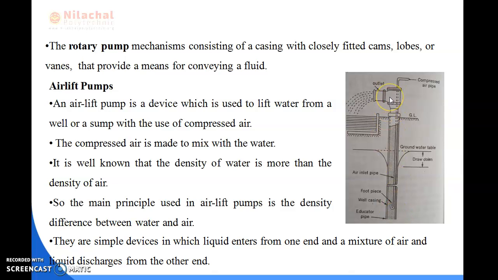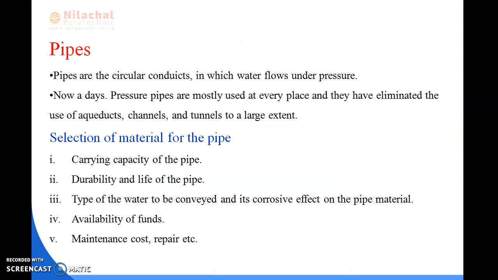It is a device which is used to lift the water from the well or a sump with the use of compressed air, and the compressed air is made to mix with the water. It is well known that the density of the water is more than the density of the air, and the main principle of the airlift pump is the density difference between the water and the air. This is a simple device in which the liquid enters from one end and a mixture of air and liquid discharges from the other end. Okay, this is the airlift pump principle. Next we will be discussing pipes.